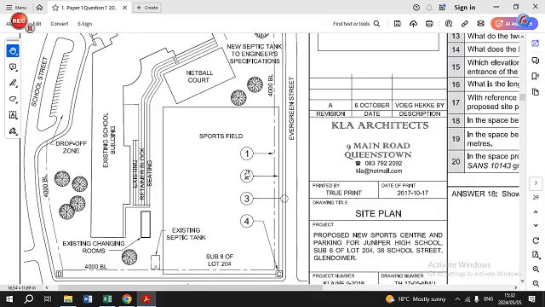And if you look at number 2, which is the solid line which you see, which refers to the end of the sports field. So this would be the boundary of the sports field. So your answer would be the edge of the sports field or the boundary of the sports field.